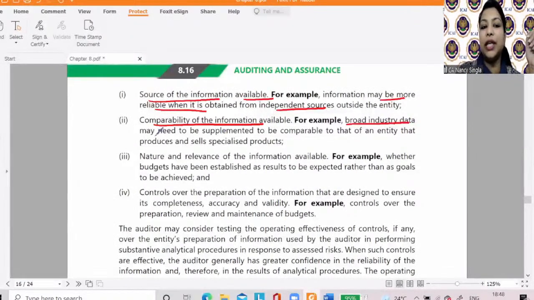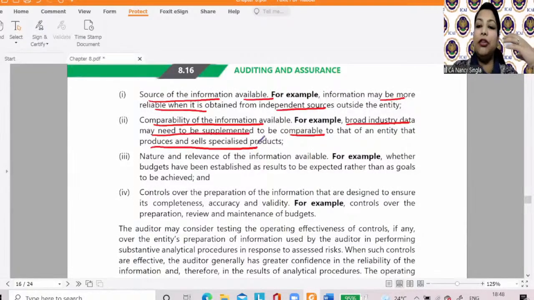Comparability of the data. See, broad industry data may need to be supplemented to be comparable if the entity is what? Manufacturing, producing, selling specialized product. See, if the industry data is available with you, but your client is manufacturing certain specialized product, let's say for example, you are conducting the audit of a client which is manufacturing shoe soles. So you have a data of the industry which manufactures shoe soles, but your client is manufacturing shoe soles with certain extra, let's say, medicinal value also.